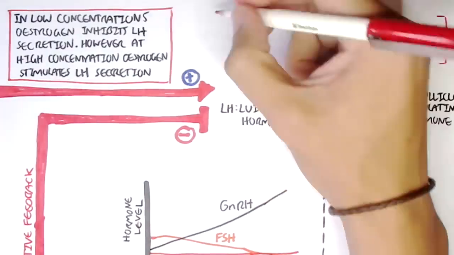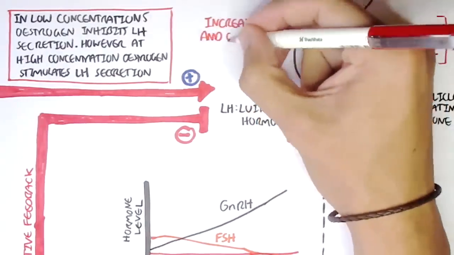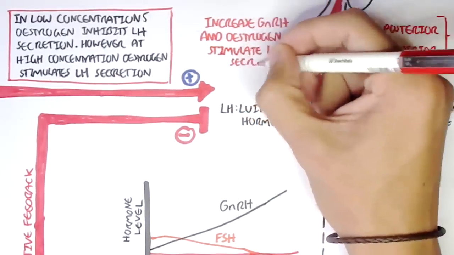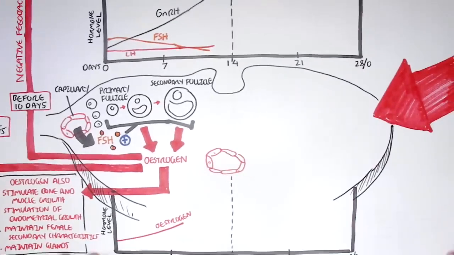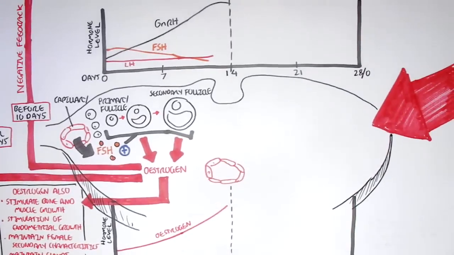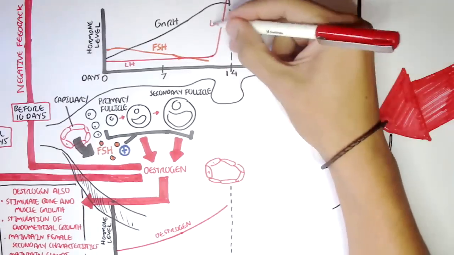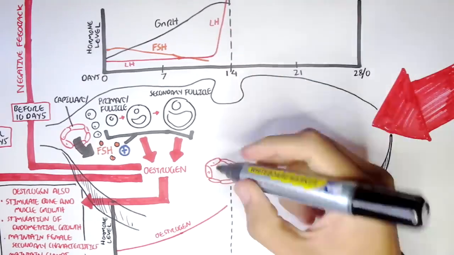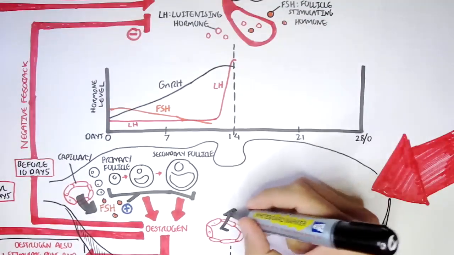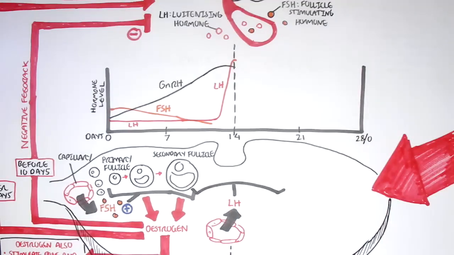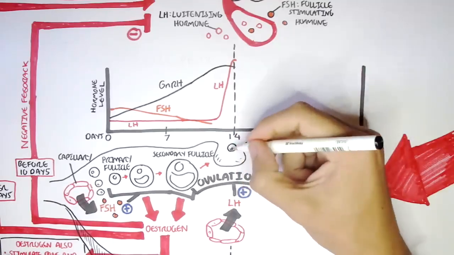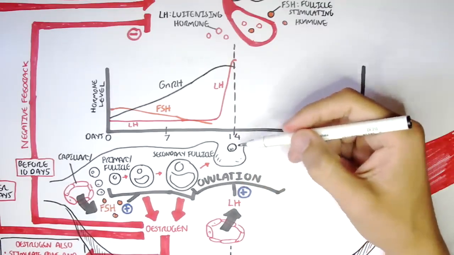Now, things are changing. The increase in gonadotropin releasing hormone and estrogen will then stimulate luteinizing hormone secretion. And you see this massive spike in luteinizing hormone concentration. It's this massive luteinizing hormone concentration that will trigger ovulation of the most mature follicle in the ovary. The ovulation of the follicle will release what we know as the female egg, the oocyte.